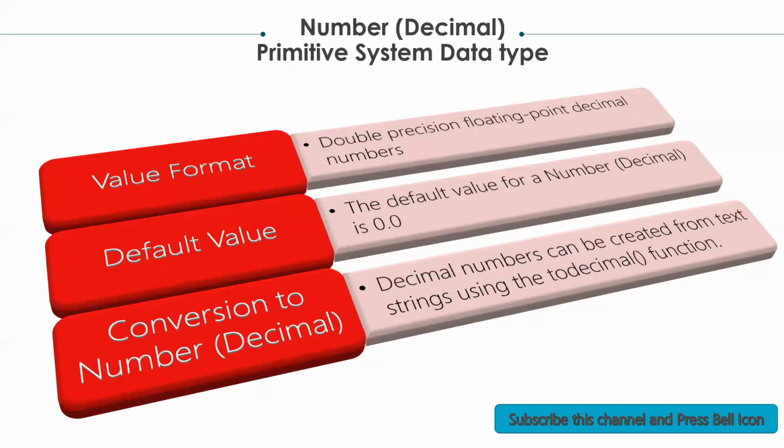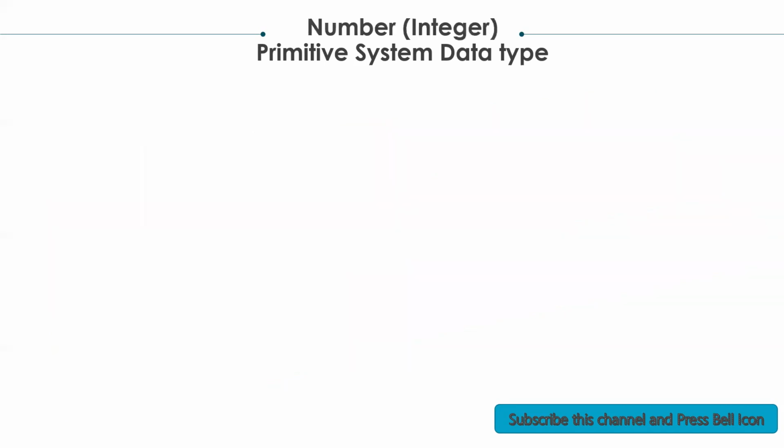Number decimal. It holds numerical data stored as a double precision floating point decimal number. The default value is 0.0. For PVs, if you enter a number that exceeds the maximum number of digits supported by the double precision floating point, the number is truncated down to the maximum number of digits when you save the process model. It does not provide you with a warning message if this occurs. A decimal number can be created from a text string using the toDecimal function.